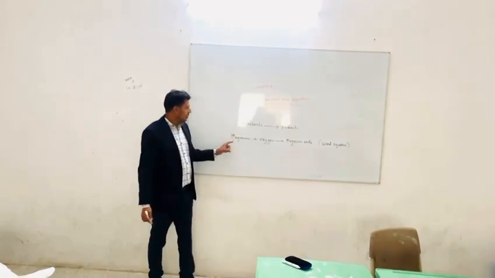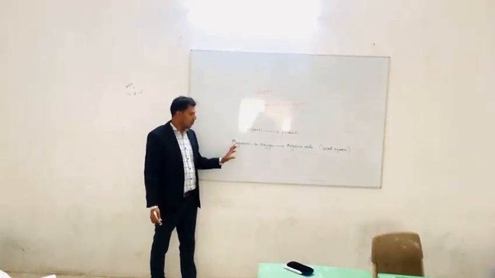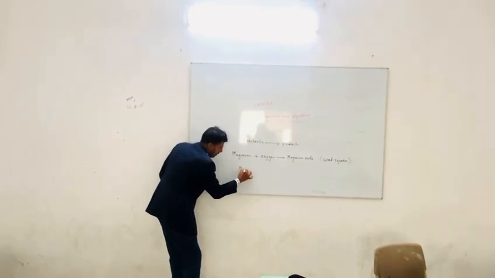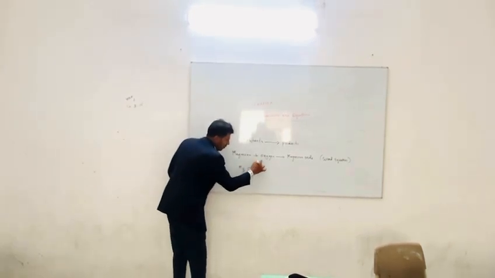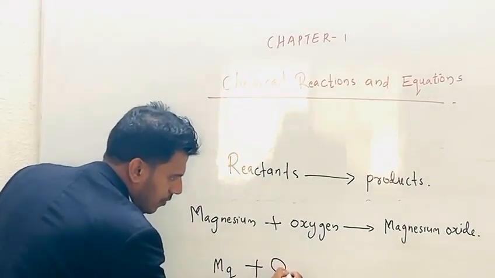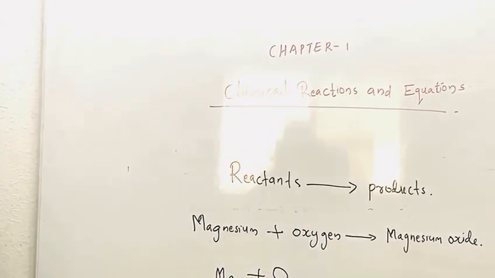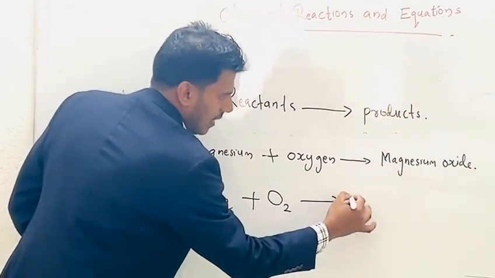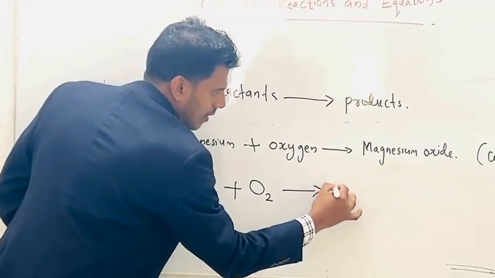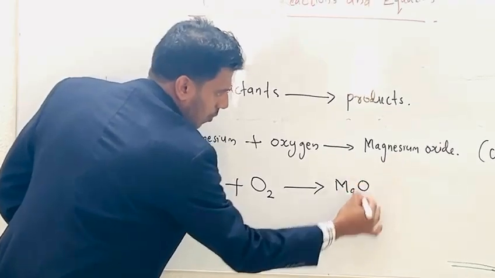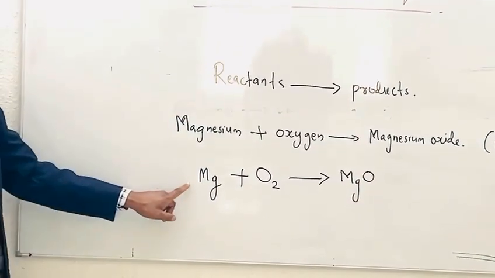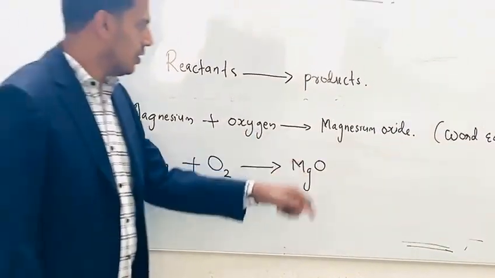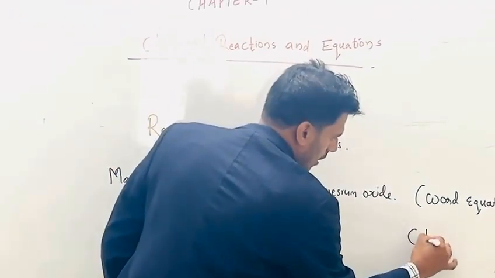Okay. Now when we use symbols, what is the symbol of magnesium? Mg. What is the symbol of oxygen? We use molecular oxygen, O2. And we produce magnesium oxide. What is the symbol? MgO. So this is an example of a chemical equation. This is the word equation. The second one is the chemical equation.